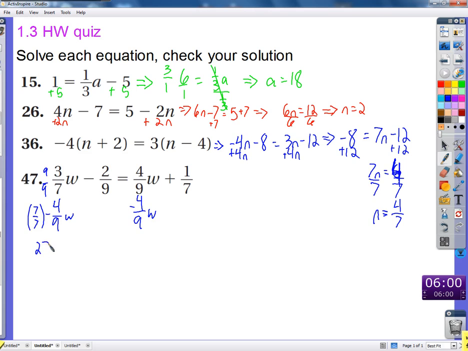And we're going to get 27 over 63 W minus 28 over 63 W, minus 2/9. So we've got 27 over 63 minus 28 over 63 minus 2/9 equals 1/7. What would you do next? Combine like terms. Okay, combine like terms. So 27 63rds minus 28 63rds is 1 63rd? No, negative 1 63rd. Negative 1/63 W minus 2/9 is equal to 1/7.